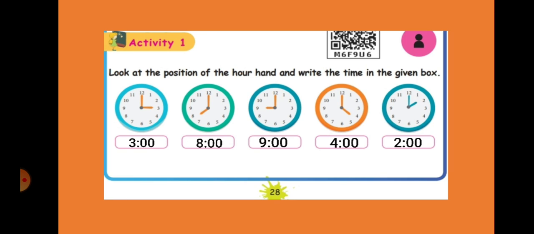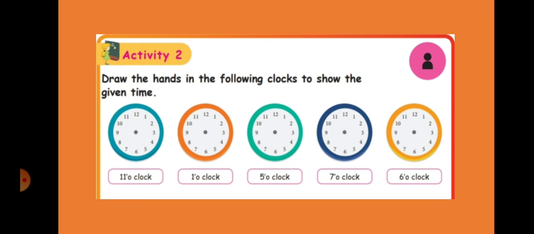Okay. So can you find out the next one? That is the assignment I have given. So I hope you understood this one. So just do it and show me. Send me through WhatsApp. Okay, children. See, draw the hands in the following clocks to show the given time. See here, 11 o'clock. Can you draw the hands for 11 o'clock? Then 1 o'clock, 5 o'clock, 7 o'clock and 6 o'clock. Draw these hands. Always remember, the bigger hand should be at 12. For 0 0 it should be at 12 and the smaller hand should be the number given here.